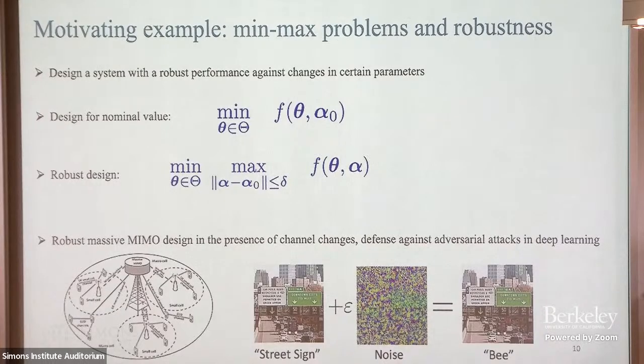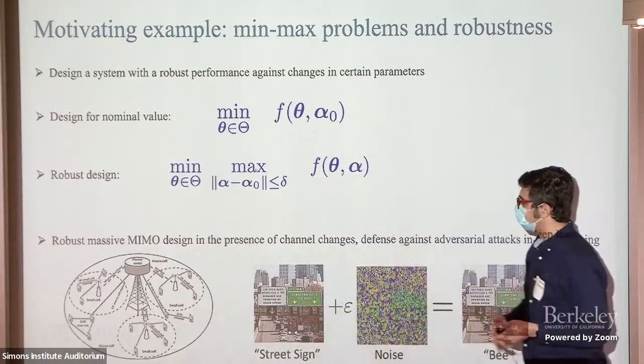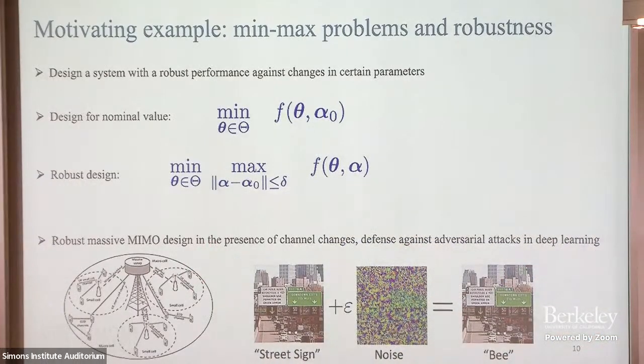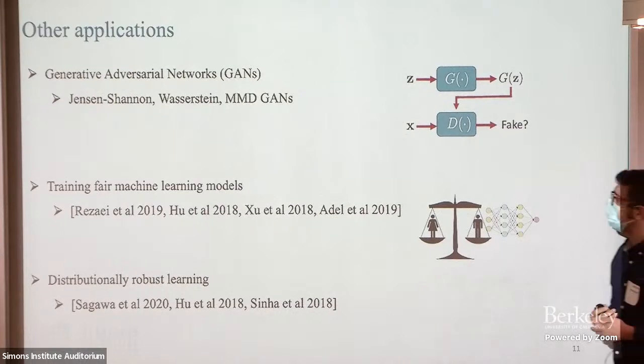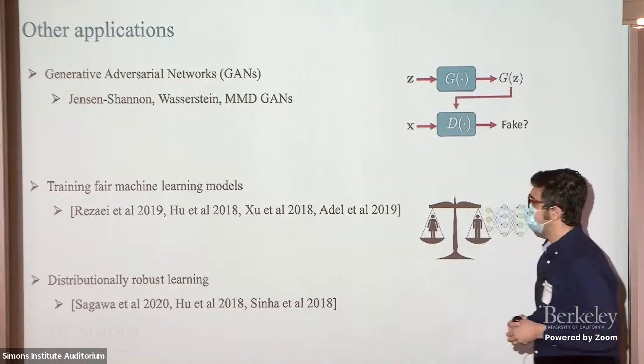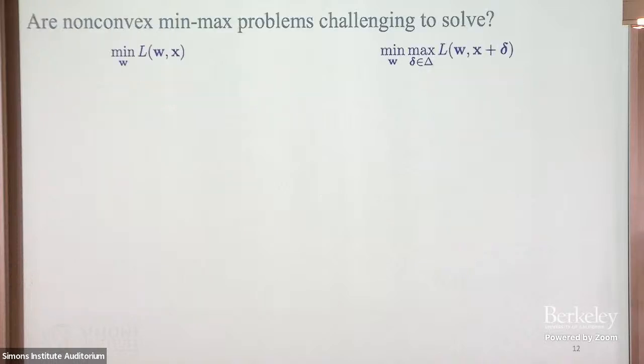This appears in many different domains, ranging from, for example, robust beamforming design in wireless communications to defense against adversarial attacks, of which we have seen a lot of examples during this workshop. It appears in other applications, such as GANs, training fair machine learning models, and distributionally robust learning, all of which other speakers talked about, so I'm going to skip. You have seen slides like this a lot during the past talks as well.